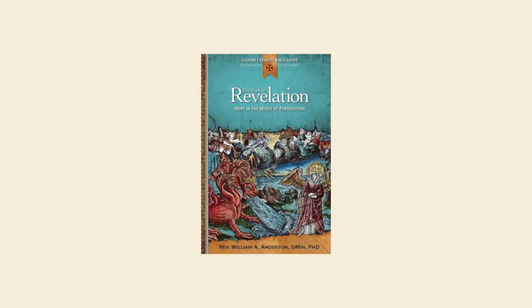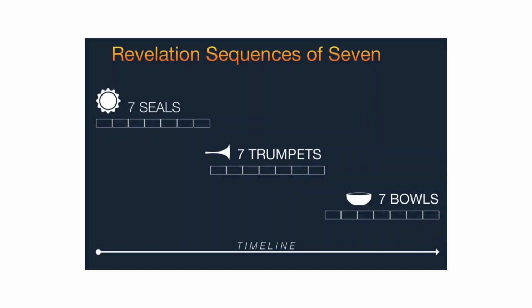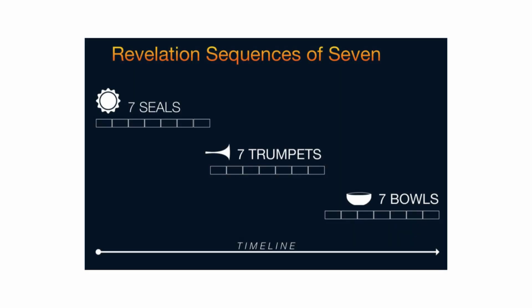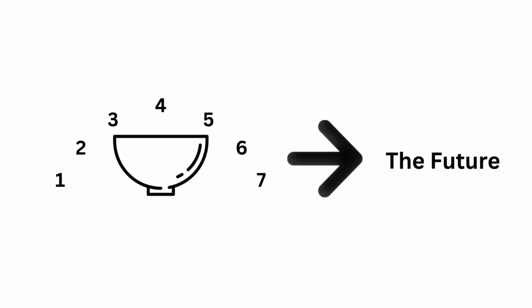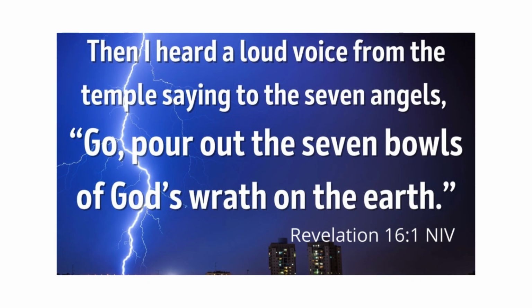A quick look at Revelation chapters 4 to 16 shows us it has 3 major pieces. They are the 7 seals, the 7 trumpets, and the 7 bowls. Let's take a closer look. Right away, without needing to study, we know the 7 bowls are in the future. How do we know? Because they are called the wrath of God, Revelation 16:1. And we know the wrath of God, or the Lord's day, is immediately after the rapture of the church.